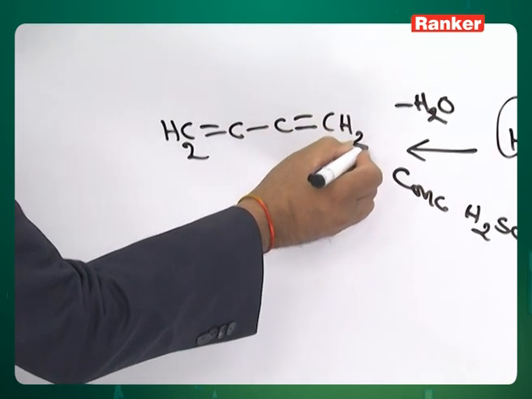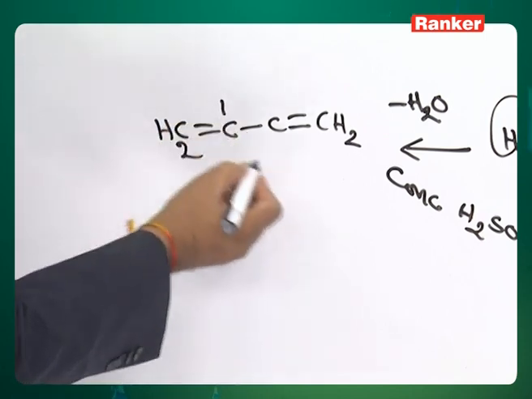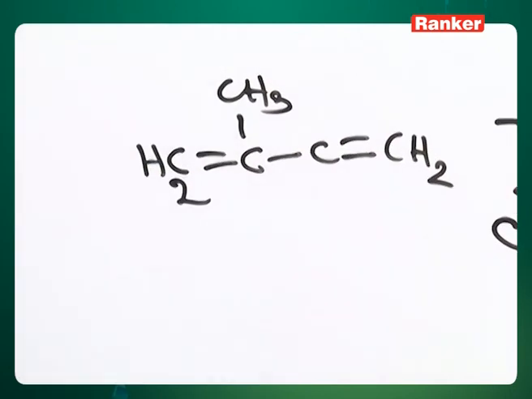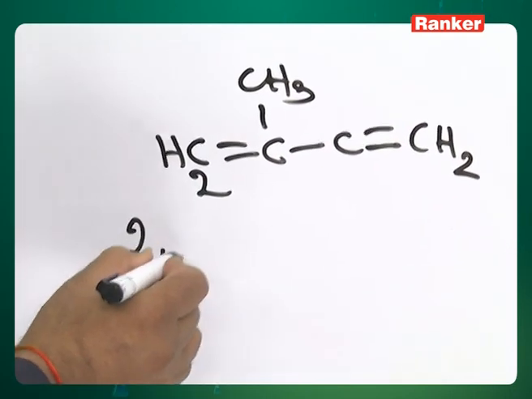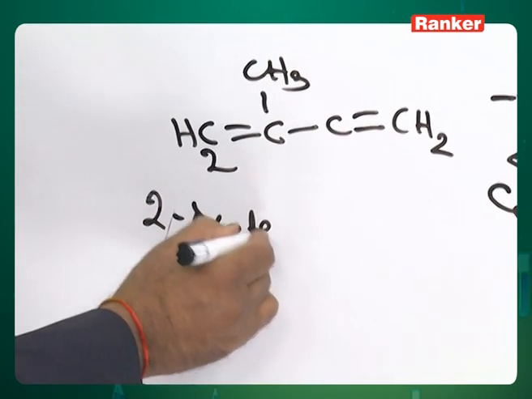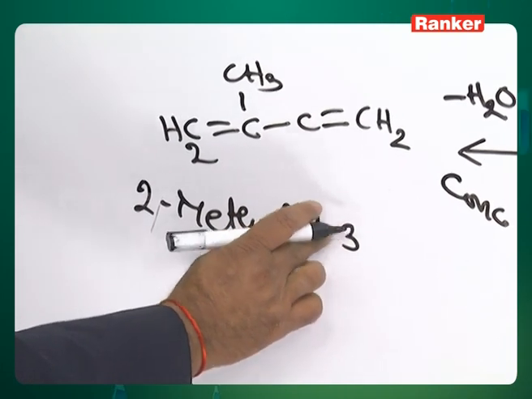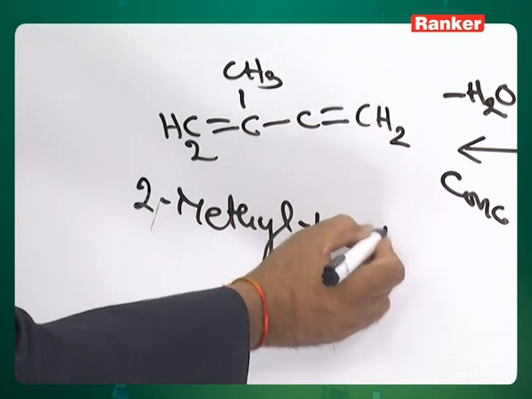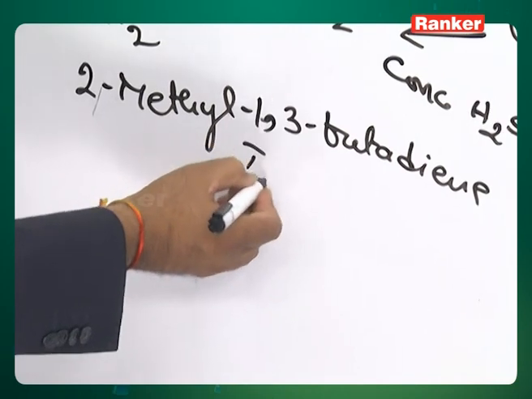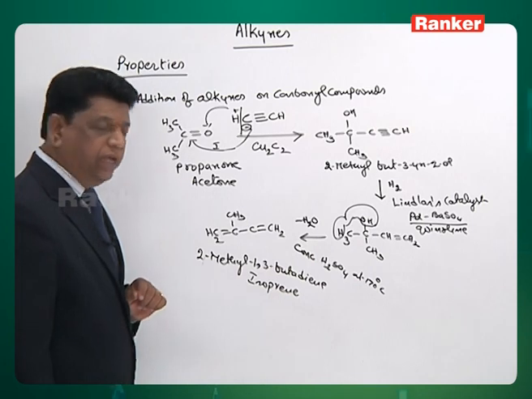This type of two double bonds alternately is known as a conjugated diene, having one methyl. Let me write the methyl on the top, just shifted. Now this is nothing but 2-methyl-1,3-butadiene. This is commonly known as isoprene. Isoprene is a well known compound which is a monomer for natural rubber.